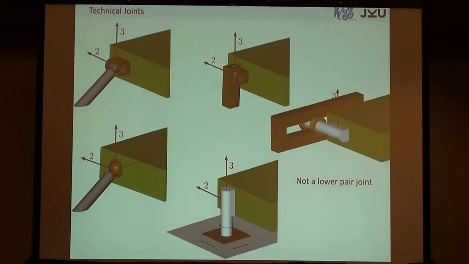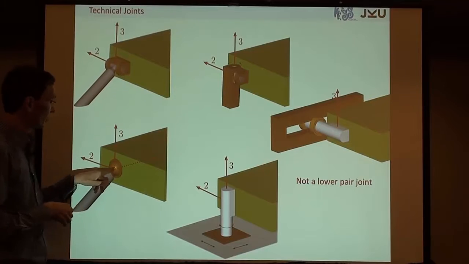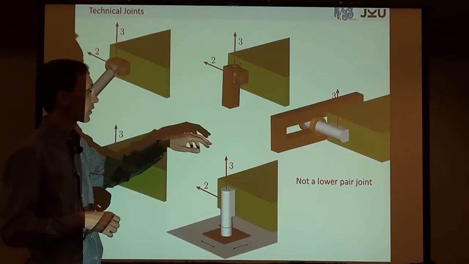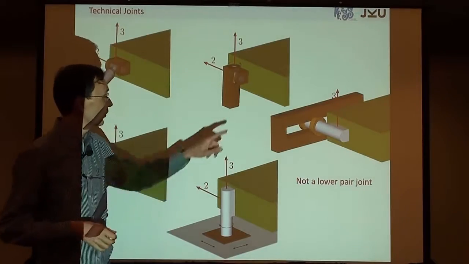Lower pair joints. Lower pair joints are very simply described as such. What is a lower pair joint? It's one where the motion is due to surface contact, right? So whenever you have two bodies, and the relative motion of the two bodies is due to surface contact, then you can call this a lower pair joint. You have this here, the point socket, and you have this here, two cylinders sliding on each other. That's not a lower pair joint. This is not a lower pair joint.